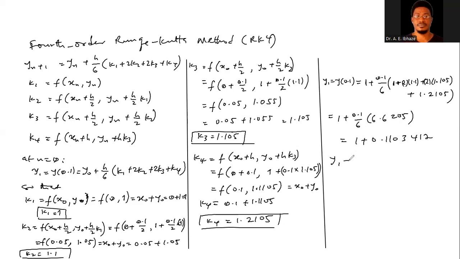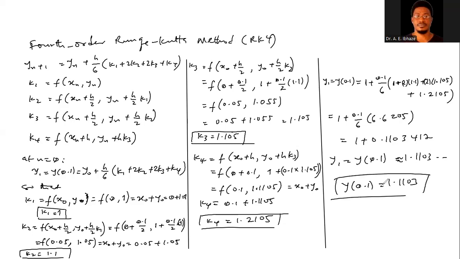So y1, which is the same as y at 0.1, will be the same as 1.1103 all the way approximately. So that y at 0.1 is 1.1103, which is an approximate value close to the exact solution.